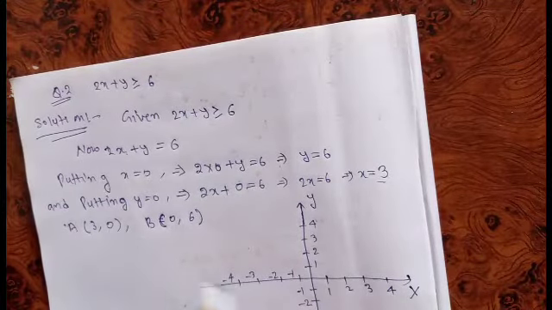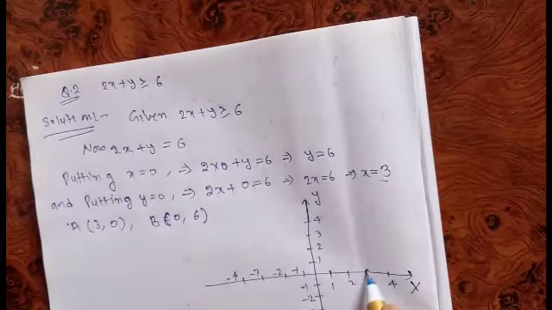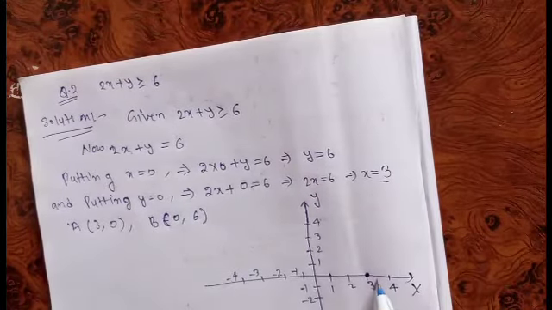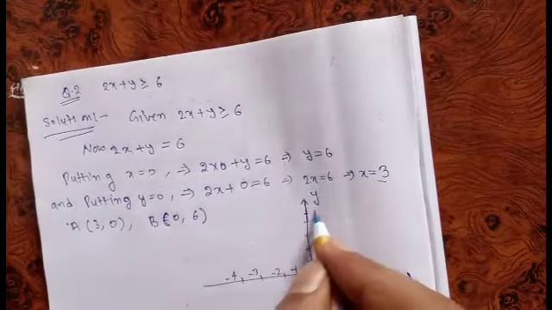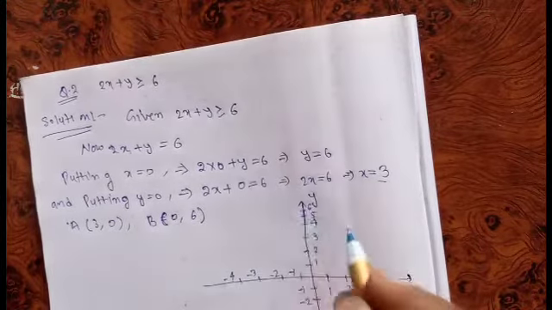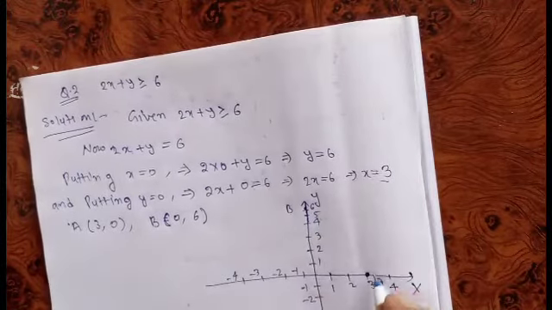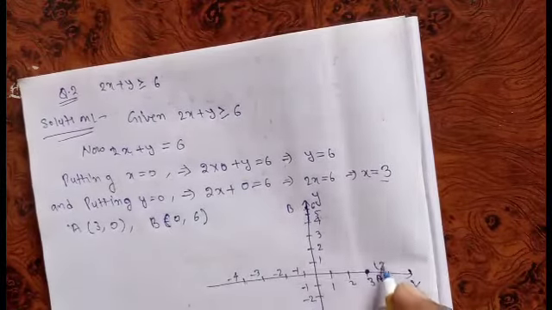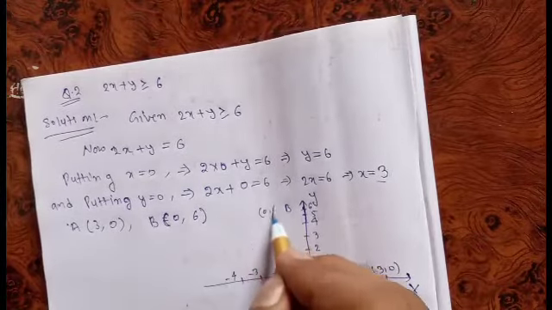Point 3, 0. Here is 3 and 0. This is point A. 0 and 6, so this is point B. A coordinate is 3, 0, B coordinate is 0 and 6.